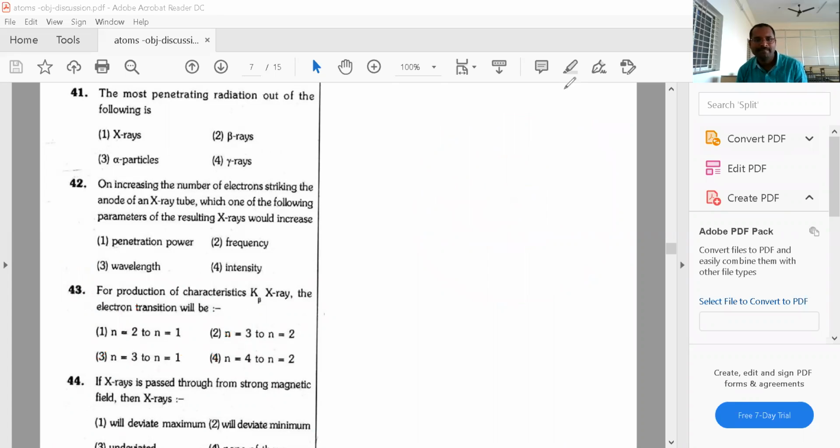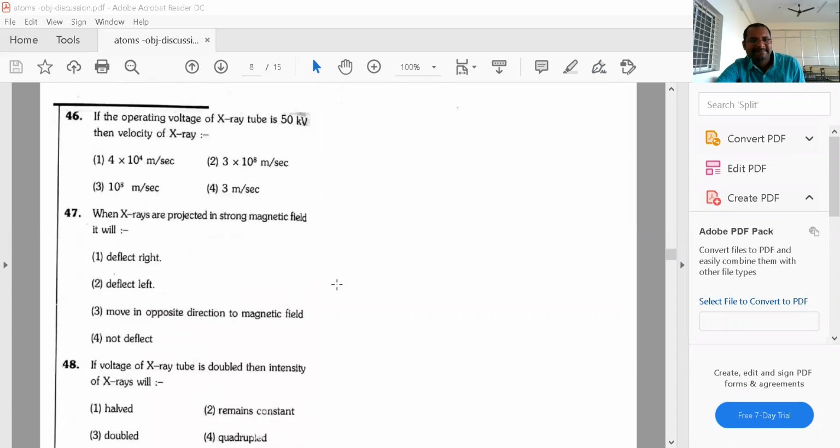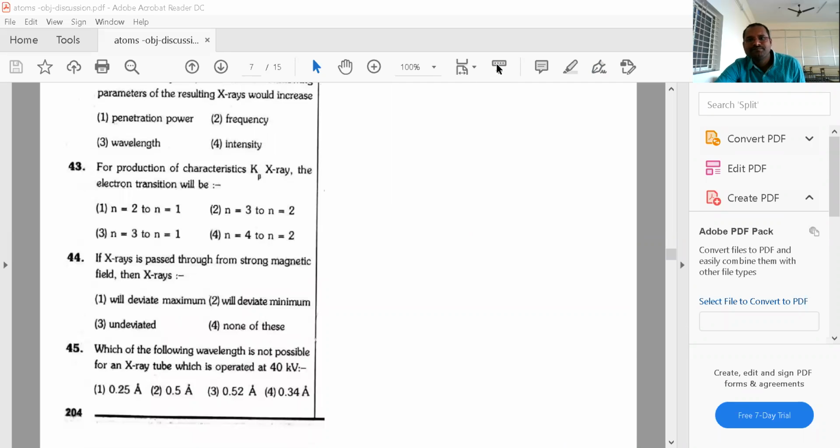Clear? Okay. Next, 44. Question number 44. If X-ray is passed through a strong magnetic field, then the X-rays never deviate. They will be undeviated because X-rays are chargeless and massless. They will deviate maximum, wrong. They will deviate minimum, wrong. They won't deviate. No deviation will be there. Next, 45 is an important point to remember.